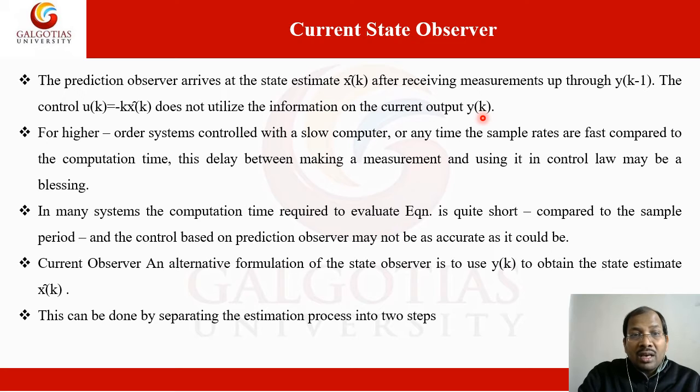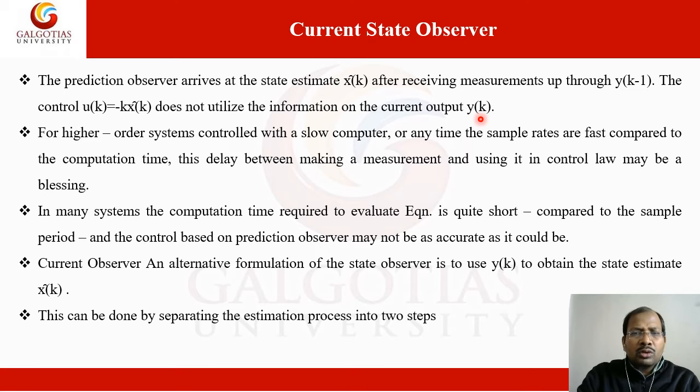So this prediction observer does not utilize y of k, meaning the current output. It takes the past value, so we have to use a memory device to store these values. To avoid this problem, we have to go for the current state observer. For higher order systems controlled with a slow computer, or where sample rates are fast compared to computational time, the delay between making a measurement and using it in the control law may be significant.